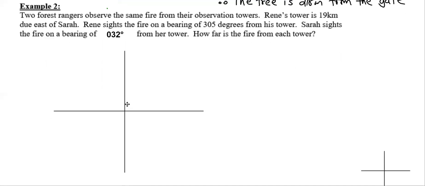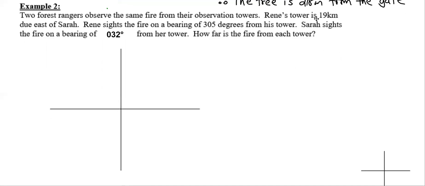So Renee's tower is 19 kilometers due east of Sarah. How does that work? If Renee's tower is east of Sarah, then Renee has to be somewhere over here. That's going to be Sarah, right at the beginning, so we'll put a little capital S there for Sarah, and once this disappears, it'll be a solid dot there.